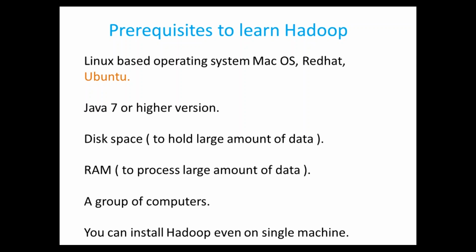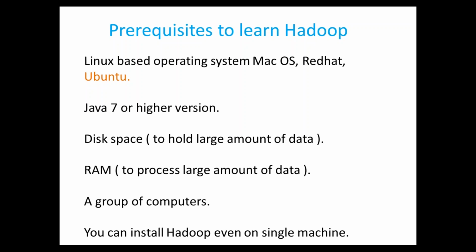Disk space is required to hold the large amount of data, and RAM is required to process large amounts of data. And the interesting part is that there is no minimum specification from Hadoop. That means whatever PC, whatever laptop you have with any configuration, with any hard disk, with any RAM, that's good for Hadoop. If you have 100 GB of storage and you have 2 GB of RAM, that's fine. We can use that system as a Hadoop machine.